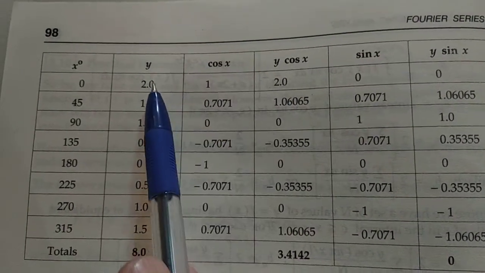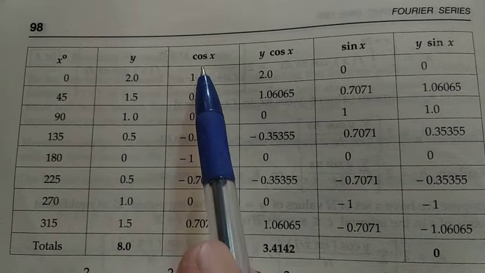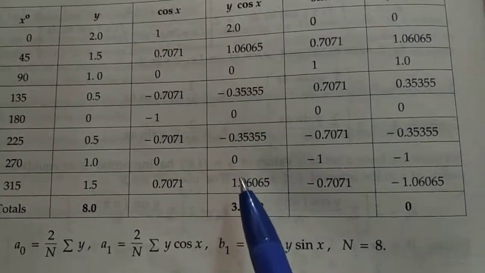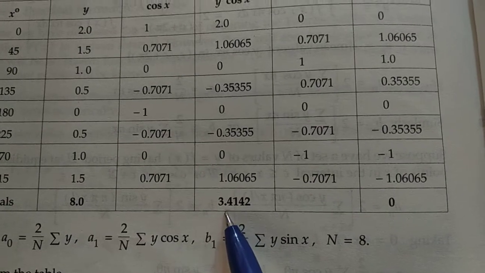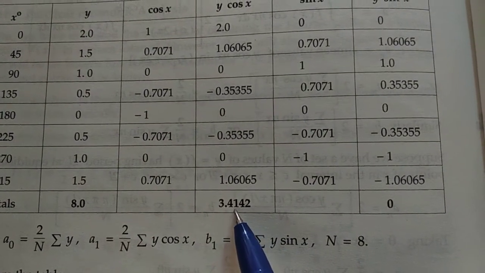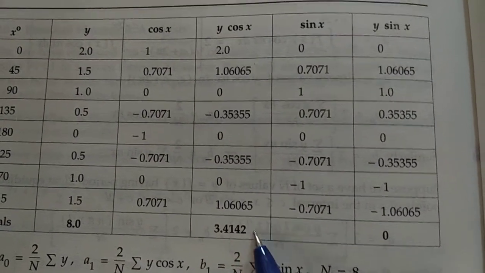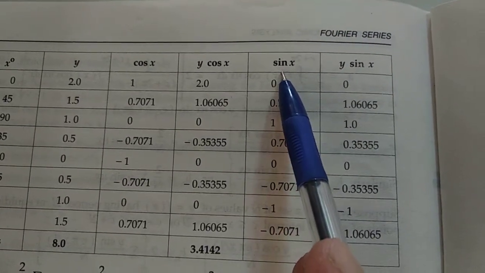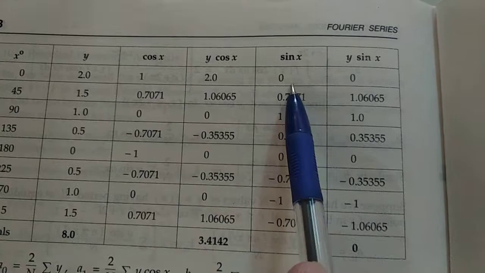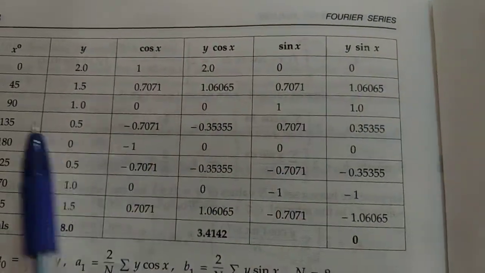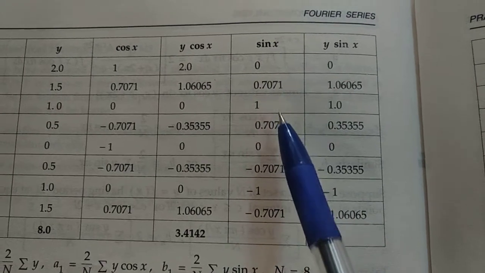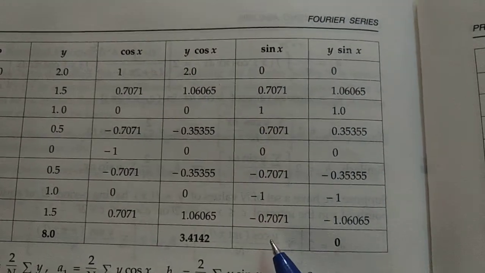So you have to multiply the y column with the cos x column. Then what do you get? y into cos x column will get... So this one, when you add, you get 3.4142. Similarly, sin x. On the calculator, put it in degrees. Sin 0 is 0, sin 45 is 0.7, sin 91... So like this you have to write all the values in the sin x column.